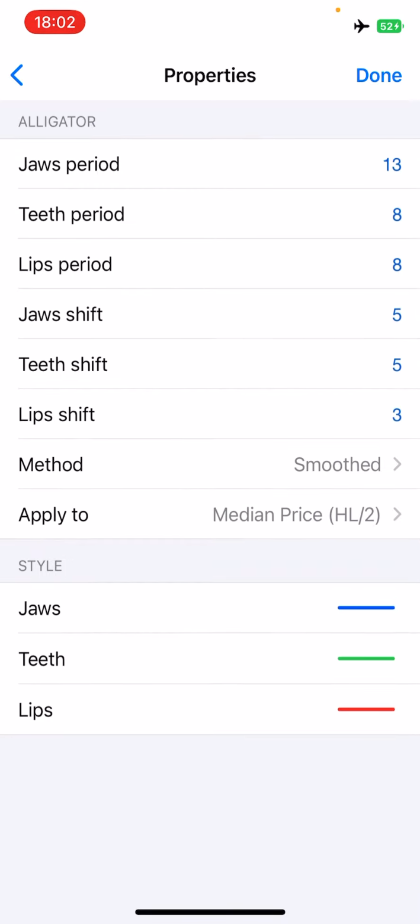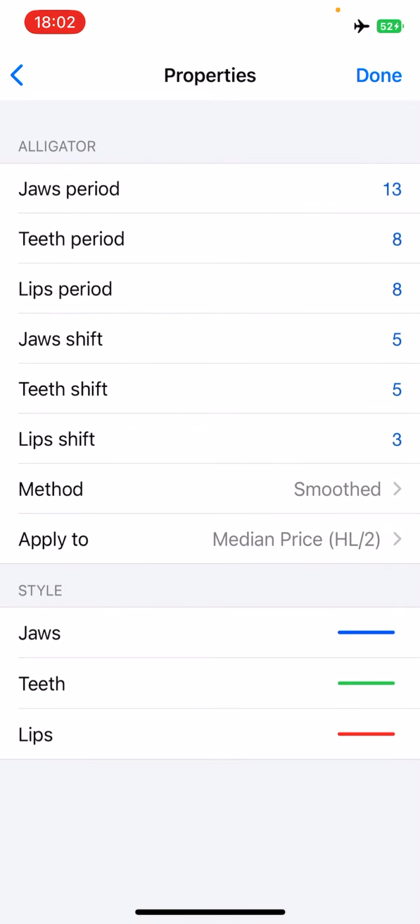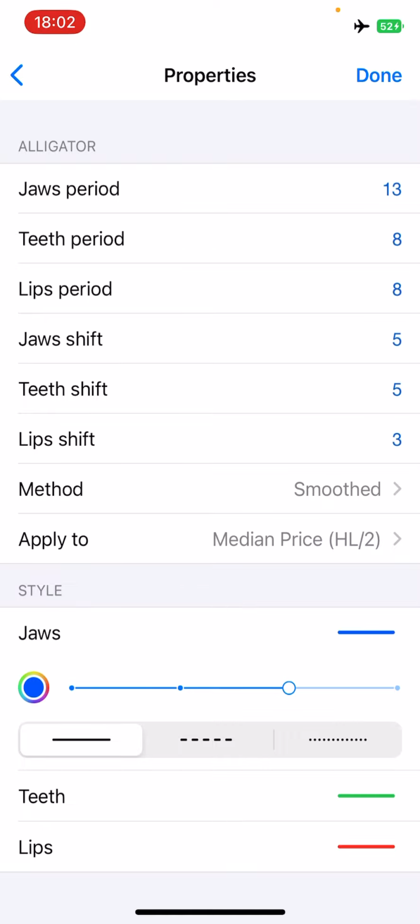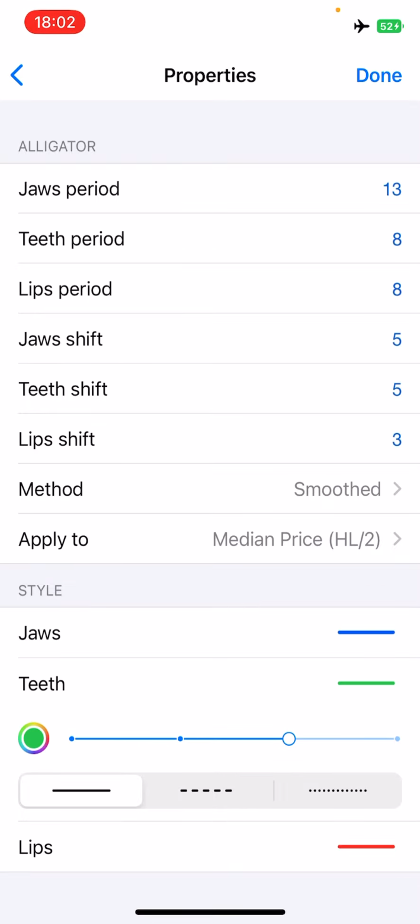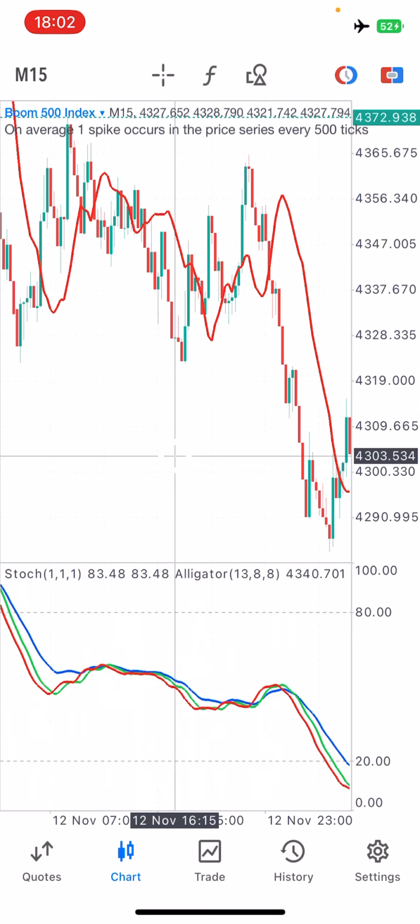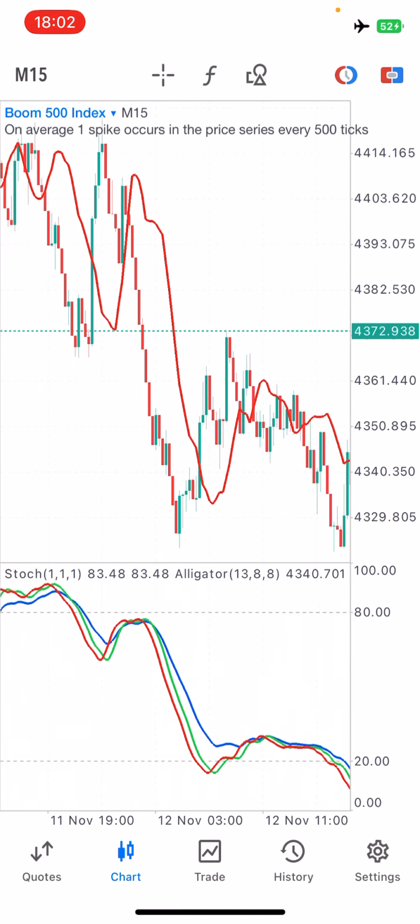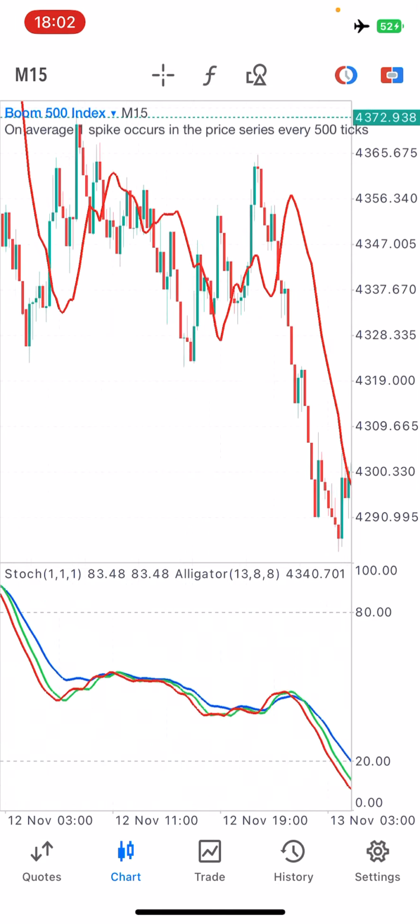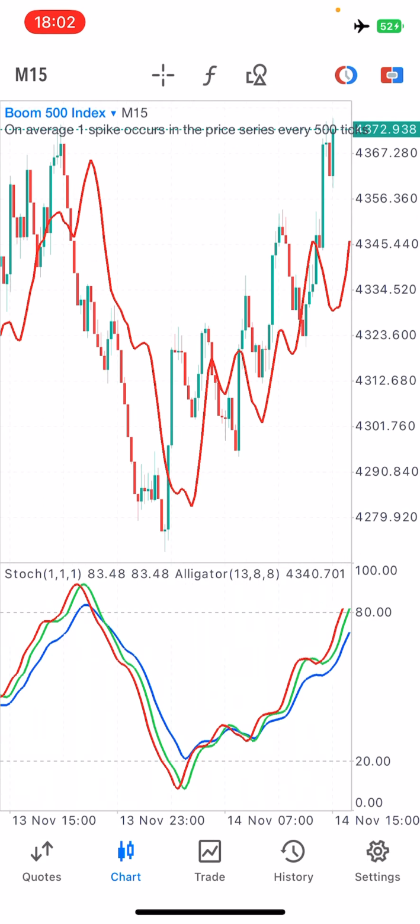Okay. And then on the styling, it's very important again that you have these styles correctly. The jaws, I chose the color blue. The teeth, we chose the color green. And then the lips, we chose the color of red. And like I said, I might refer to these colors during this video, so just follow them, and then you later on customize these colors to the colors of your own choice. Okay, so these are the final settings of this alligator. We're just going to click on done, and you see that it has shown on my charts.